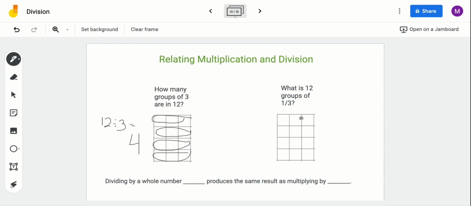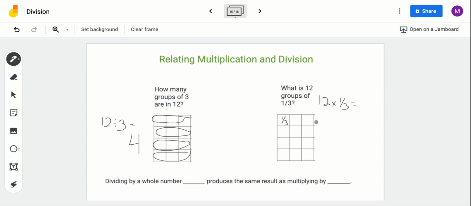Over here, we have the same drawing, and it says, what is 12 groups of 1/3? So we know the number of groups. We know how big the groups are. So this is a multiplication problem. 12 groups with 1/3 in each group. And so here's 1/3, here's another 1/3, here's another 1/3.